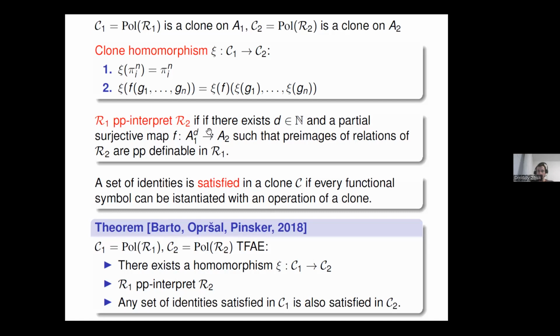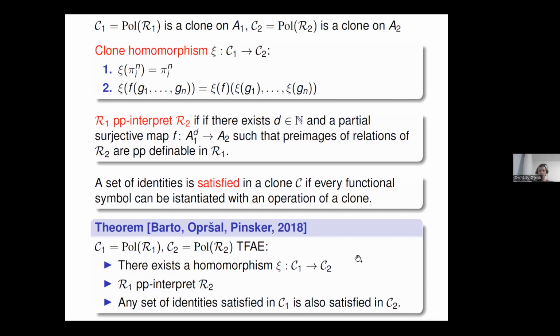I really don't want to explain this definition, but the idea is that for clones, we have relational clones, and we have a very nice Galois connection. And here, we have this clone homomorphism, but we still have something very nice on the relational side. We know that we have this homomorphism if and only if R1 pp-interprets R2. Or an equivalent condition is that any set of identities satisfied in one is also satisfied in the other.